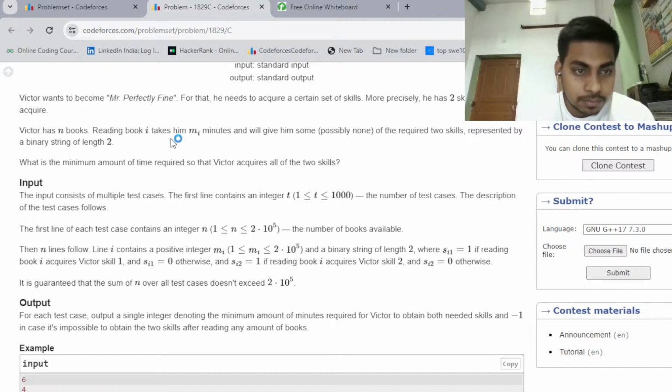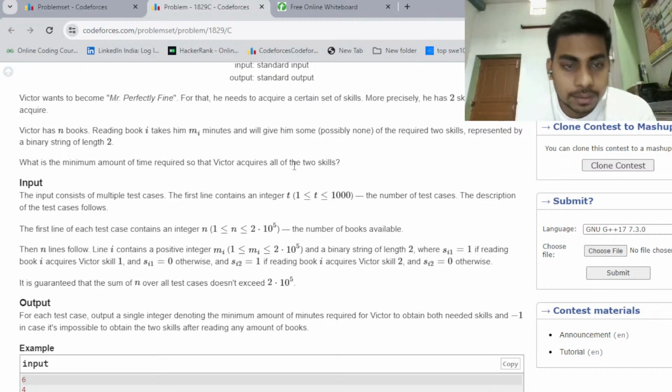Reading the i-th book takes him m_i minutes and will give him some, or maybe none, of the required two skills, represented by a binary string of length 2. What is the minimum amount of time required so that Victor acquires all of the two skills?